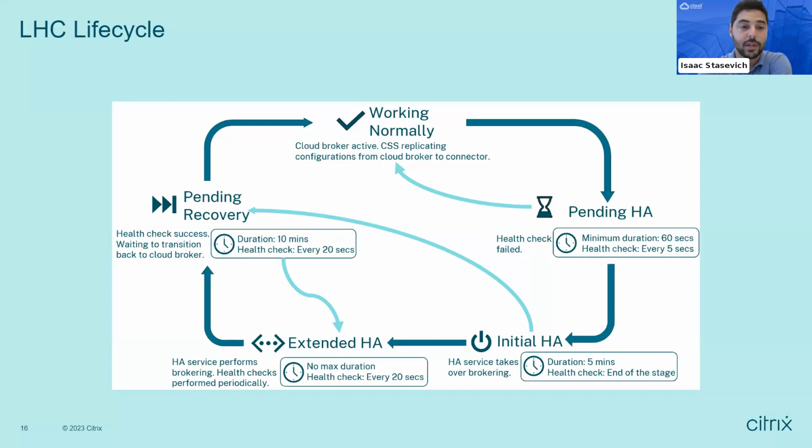We did this pending recovery at 10 minutes to reduce what we call flapping, where it says we're healthy and then we go offline, and then we're healthy and we go offline. So we need to have 10 full minutes of successful, healthy health checks before we go back into the working normally mode, where our config sync service is replicating configurations back down to the localhost cache database again. I'll pause here, before we get into how we can monitor this whole process, to see if there are any questions.